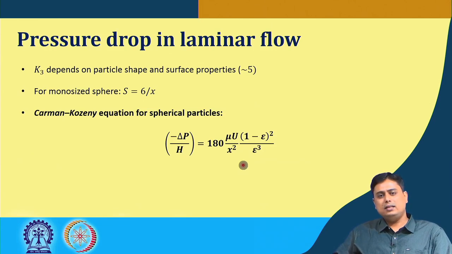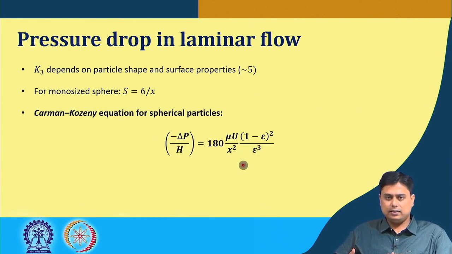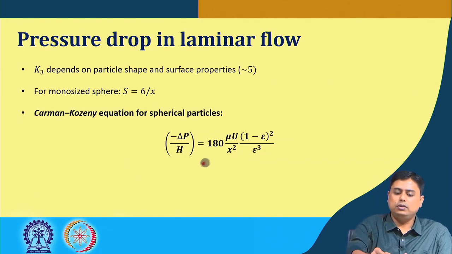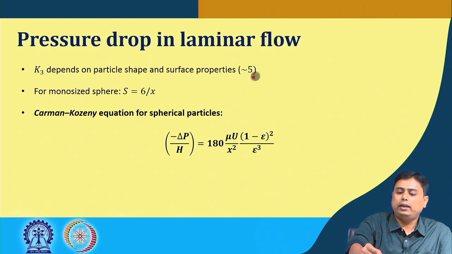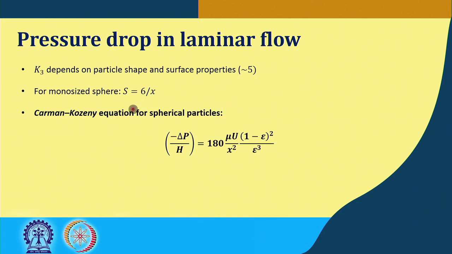Now for monosized spheres, monosized meaning spheres of the same diameter, let us say x, all the spheres. In that case, if you make a packed bed of those spheres of diameter x, of height h, then the del P across that packed bed will be this expression, because if we now put K3 value as 5 and S_V, that was there, S_V squared is 6 by x.